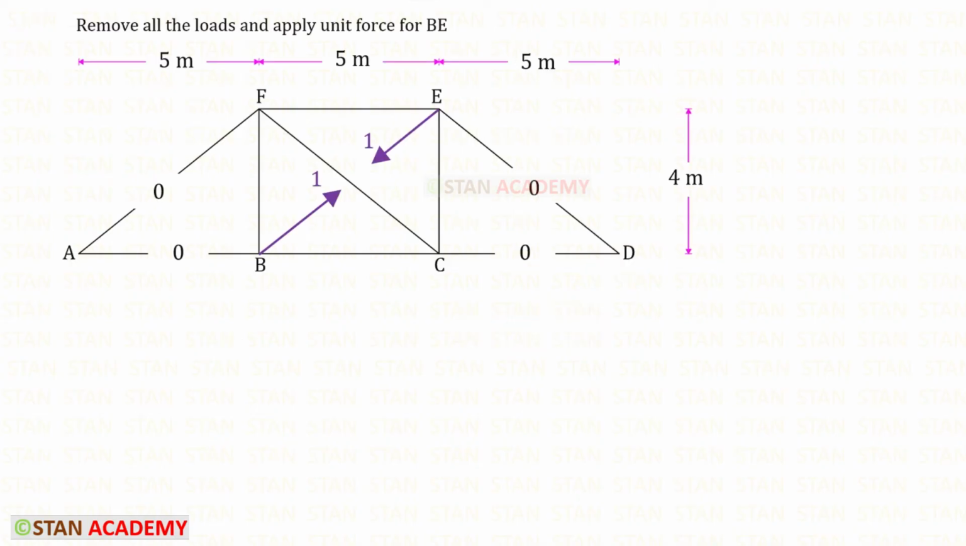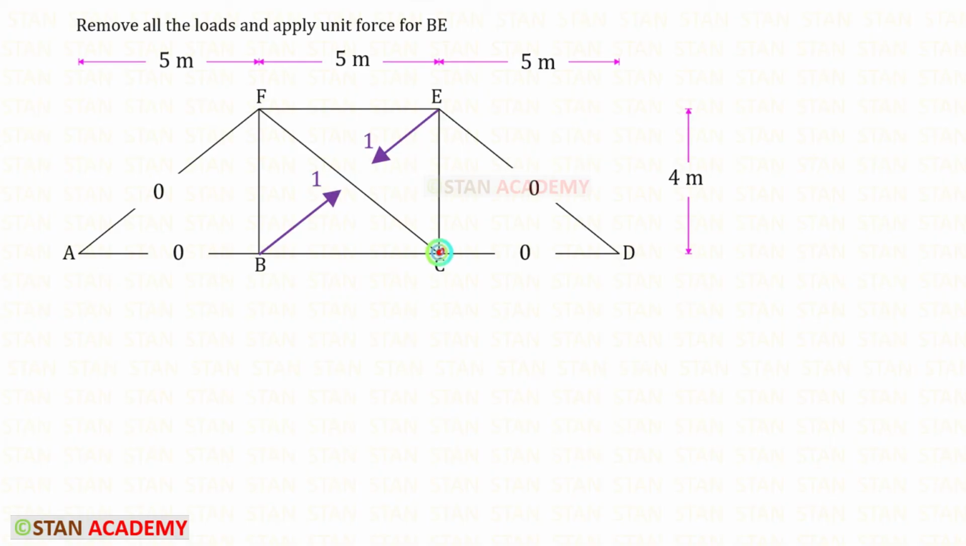We have found the member forces in CE and FE. To find the other member forces, we can apply a shortcut. You can see that it is symmetrical. So the force in BE will be equal to the force in FC. So it should be 1. The force in FE will be equal to the force in BC. And the force in EC should be equal to the force in FB. Even though there is a shortcut, still I am going to find the member forces using the method of joints.